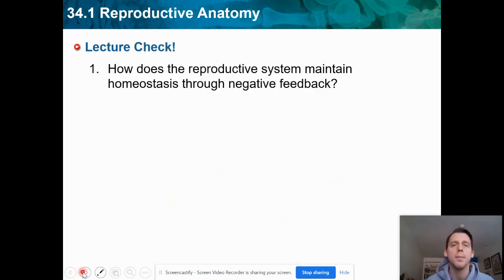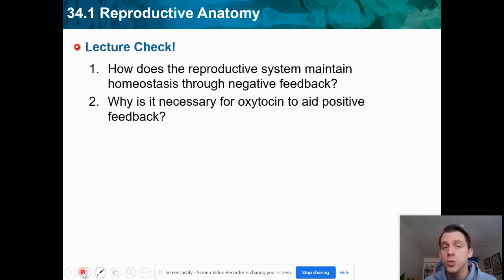All right, how does the reproductive system maintain homeostasis through negative feedback? That's your first question. Please answer that now. All right, so you should have mentioned how as the body produces estrogen and progesterone, it goes back to your brain and tells your brain to stop making so many hormones. So it's a way of self-regulation. Question 2, why is it necessary for oxytocin to aid in positive feedback? Answer this question now.